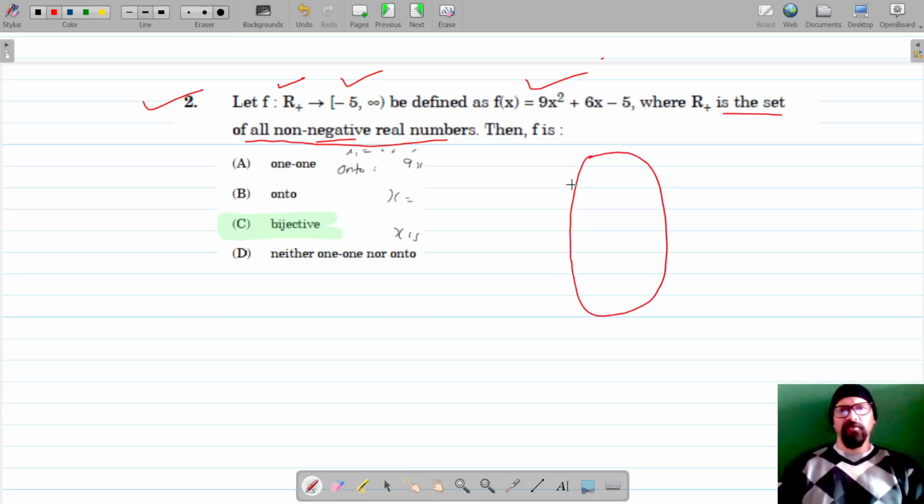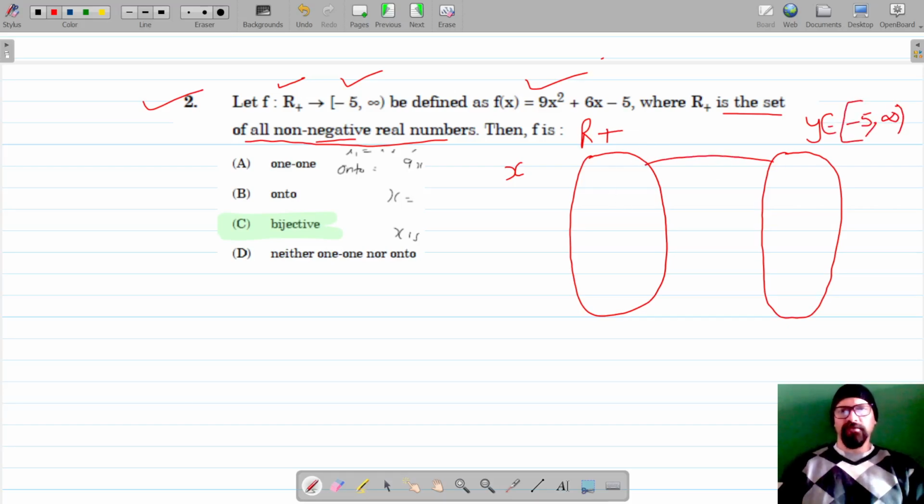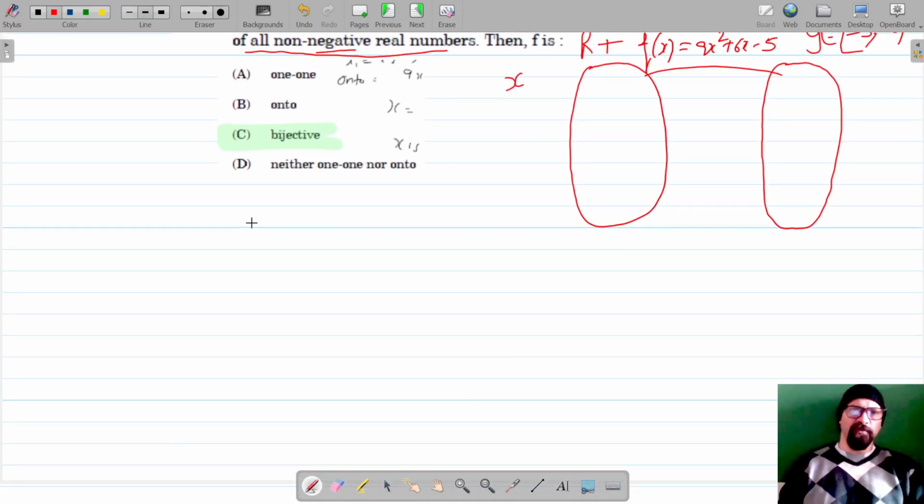This is the domain, and the domain consists of all non-negative real numbers, and the codomain, that is the value of y, this is the value of x, and this is our output. It contains the set from -5 included to infinity. And this function is defined as f of x is equal to 9x squared plus 6x minus 5. We have to check whether it's one-one or onto.